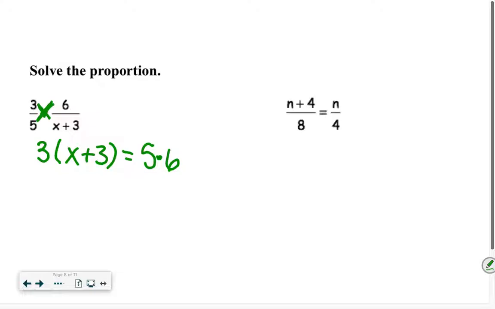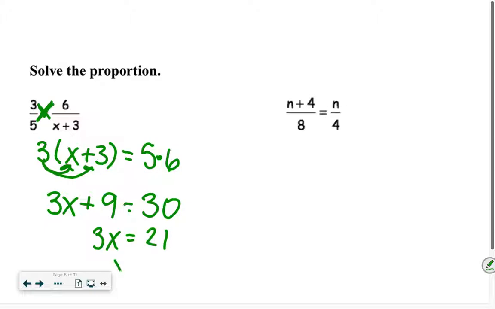Okay, so we're going to distribute our 3. 3 times x gives me 3x. 3 times 3 gives me 9. 5 times 6, 30. Minus 9. Minus 9. And then divide by 3. So 3x is 21. Divide by 3, x is 7. Questions?